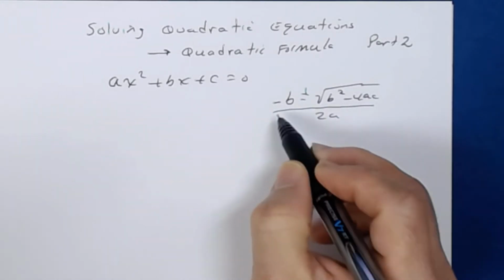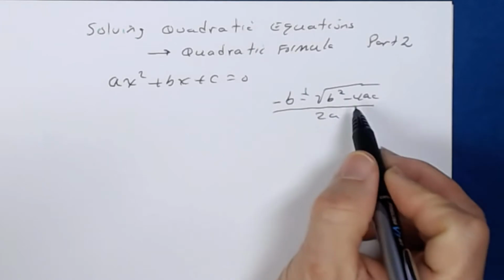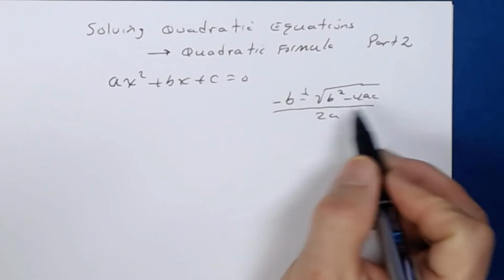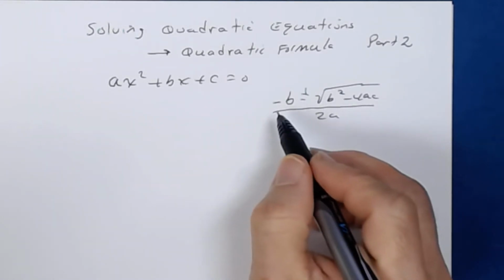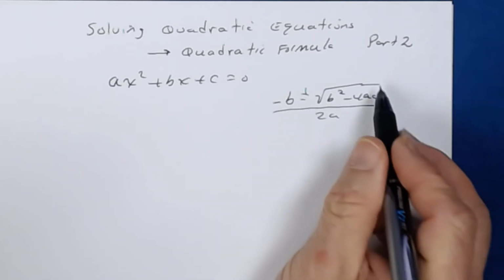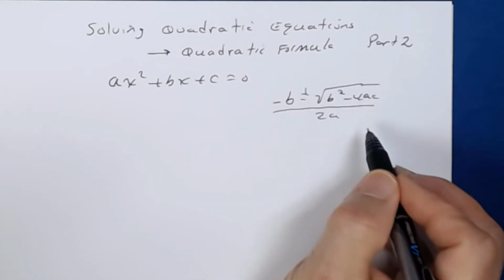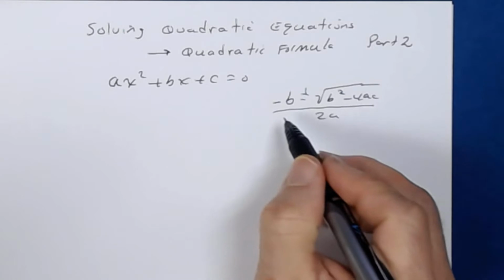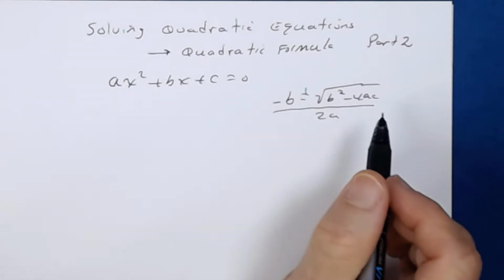And so we had some discussions about the fact that some students don't extend this line like they should. Make sure it is going from negative b all the way to the end of the radical symbol. And then all that's being divided by 2a.